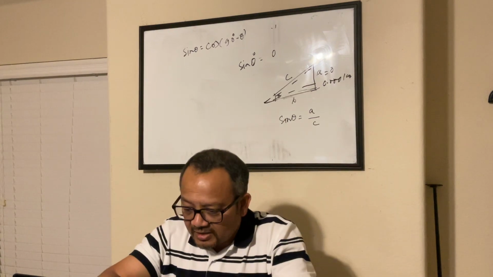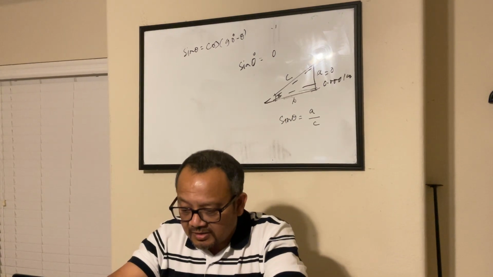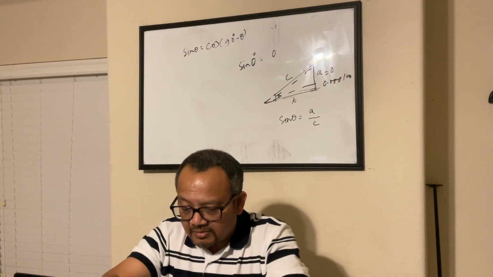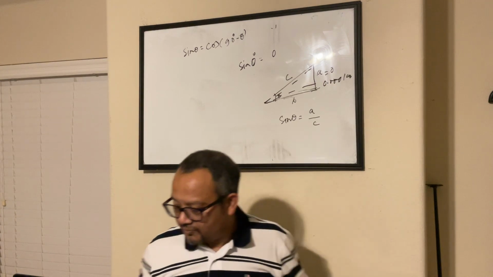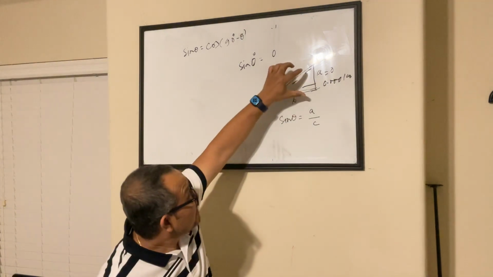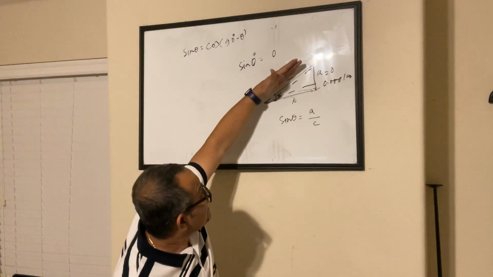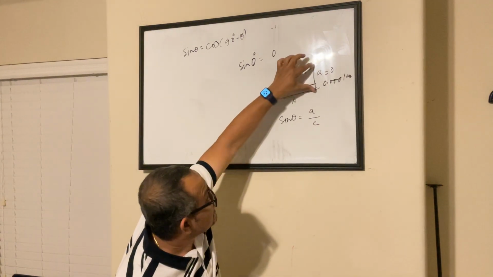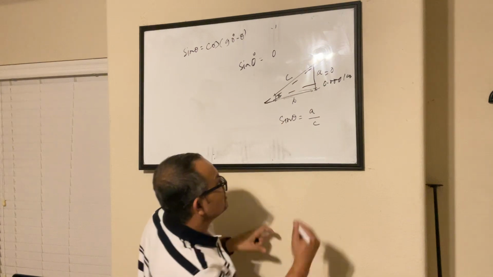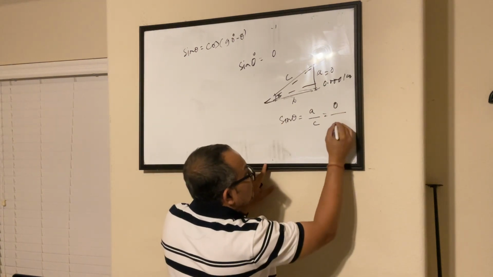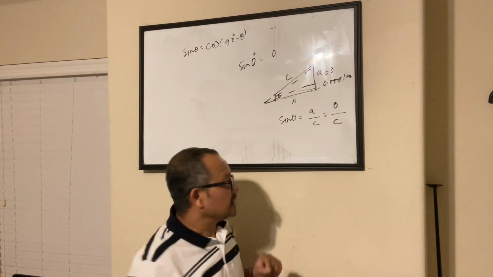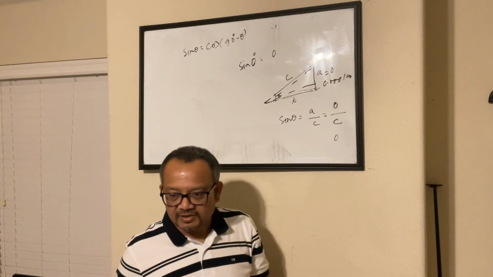So if you look at sine 0 degree, meaning this divided by hypotenuse, for this to be 0, this line will literally fall on this line. So this height will become 0. So 0 by anything gives you nothing but 0.